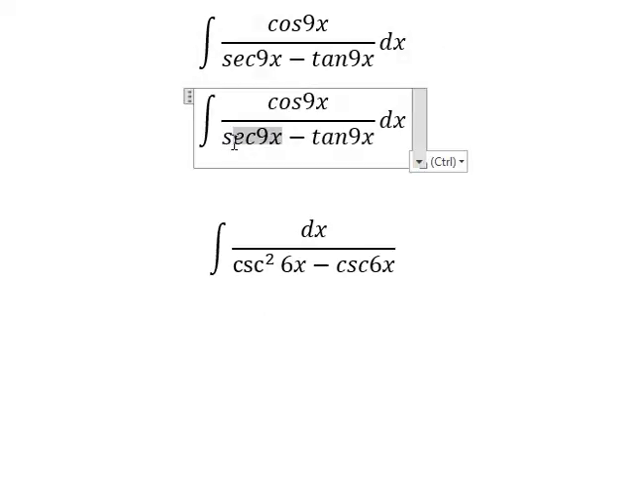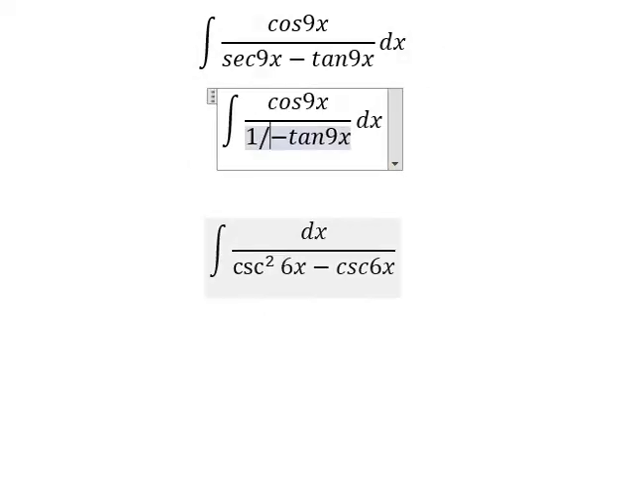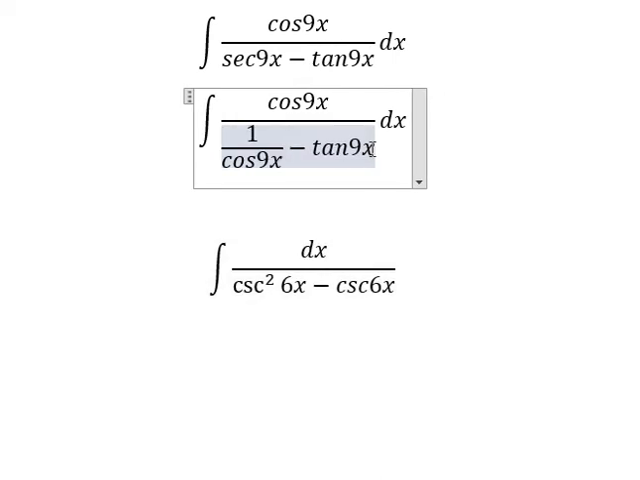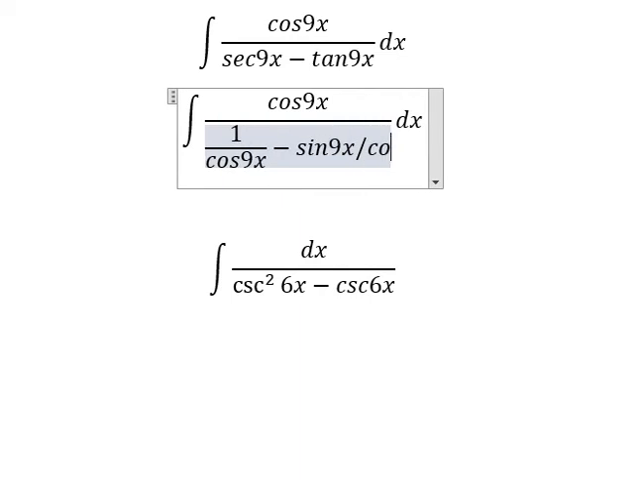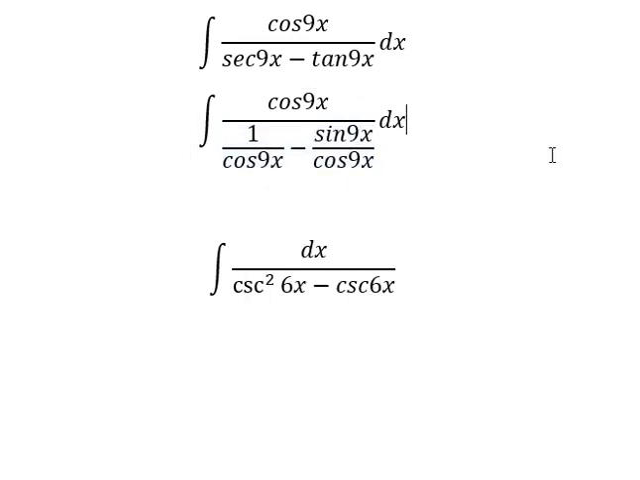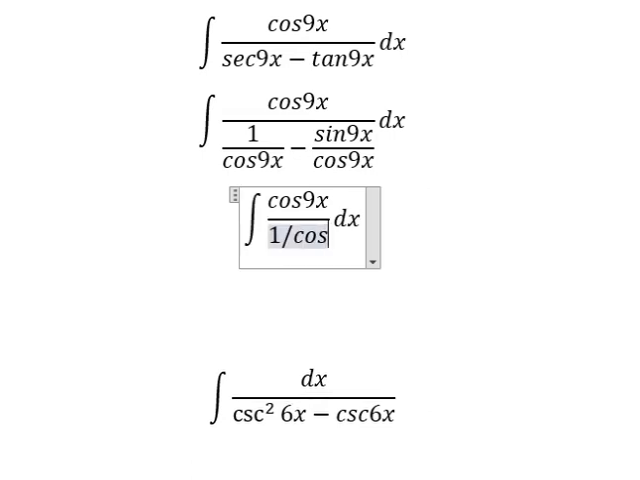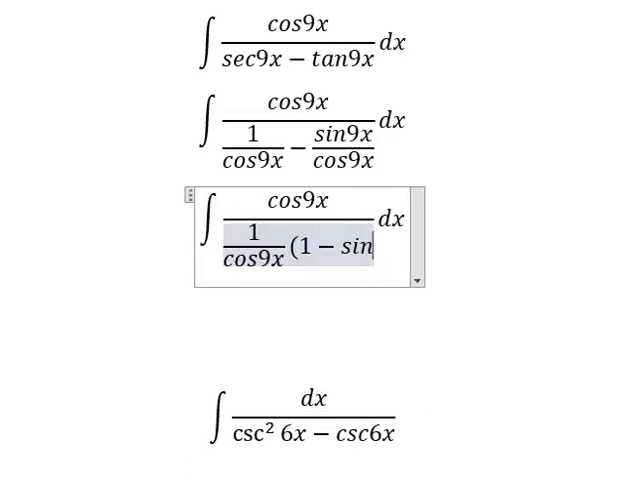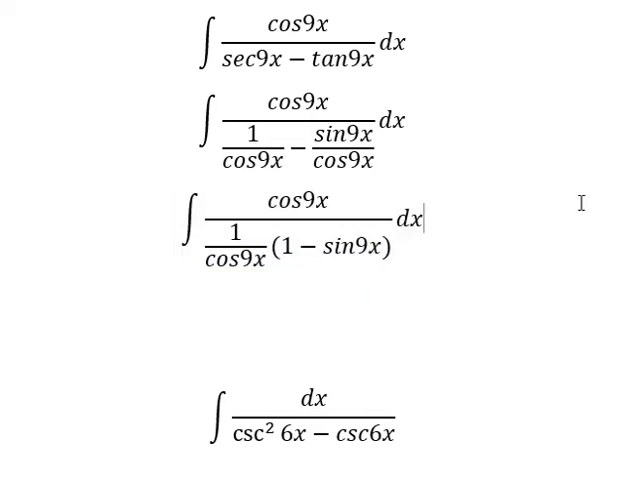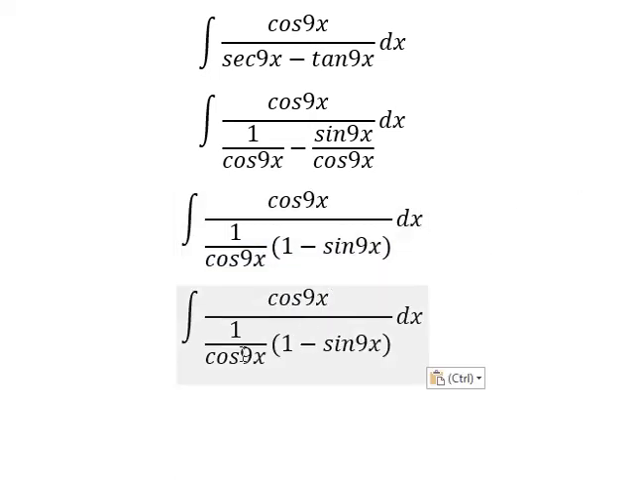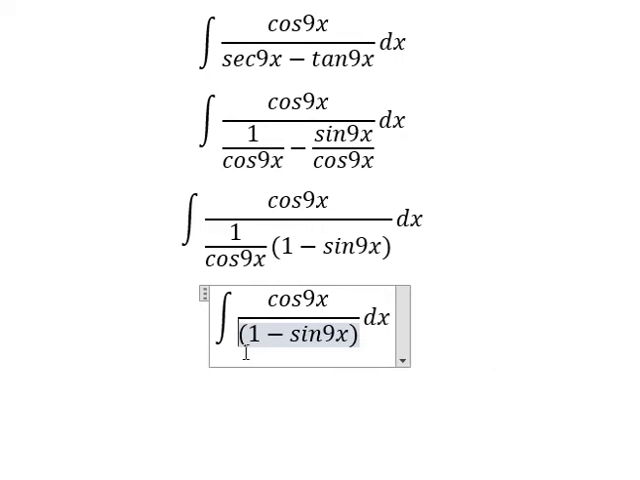About secant of 9x, we can put into 1 over cosine 9x. Tan 9x, we can put into sine 9x over cosine 9x. Now, 1 over cosine 9x, we can do about factorization with this one. Now, cosine 9x will go to numerator, and you got about cosine 9x squared.